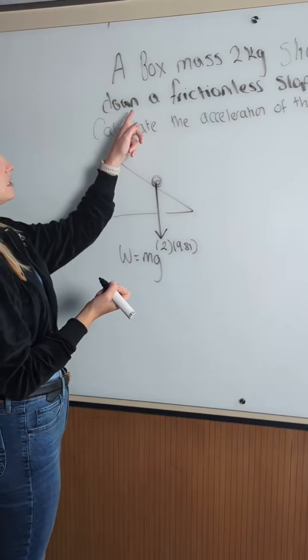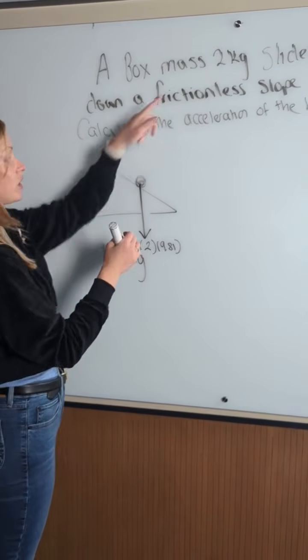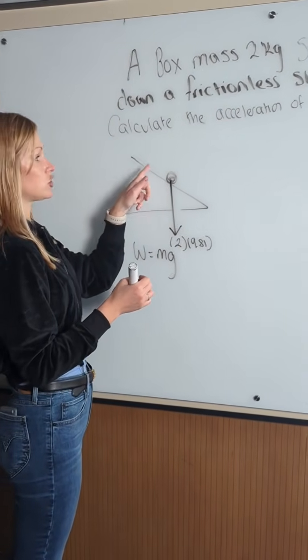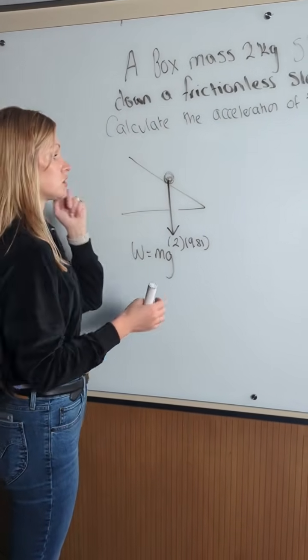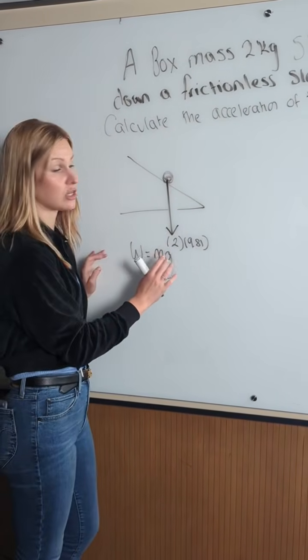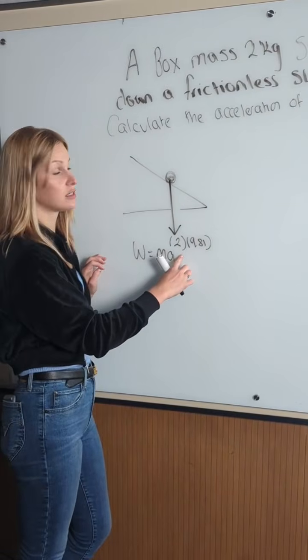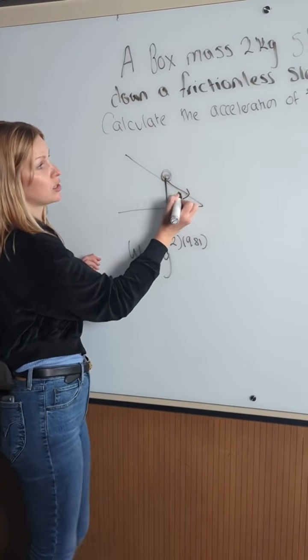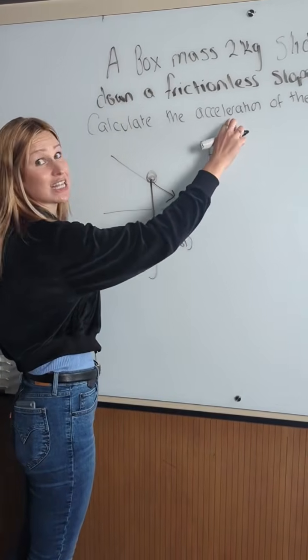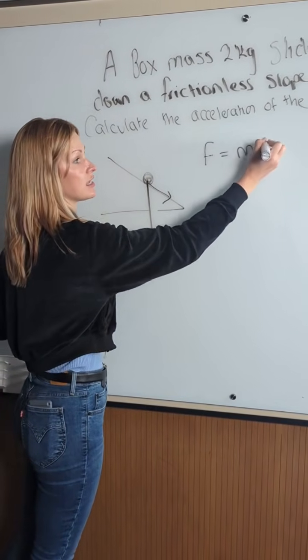Okay. Then it says it's on a frictionless slope, so I know I can ignore any forces trying to slow it down because there is no friction. And it says calculate the acceleration of the box. So the only force I have, like I said a second ago, is the downward force due to gravity. So I need to figure out what force is actually trying to pull it down the slope, because I know the equation to find acceleration is F equals ma.